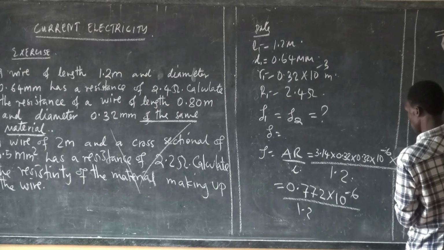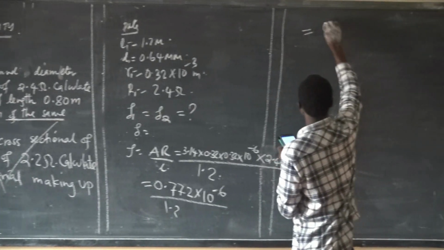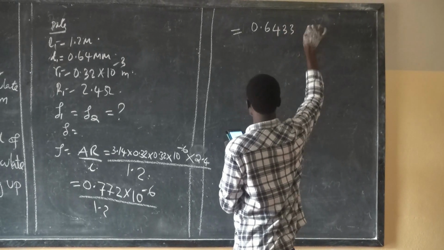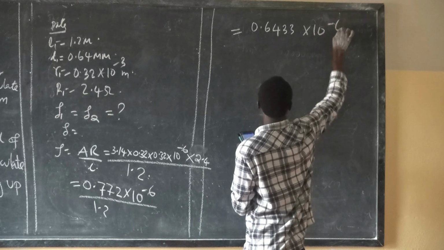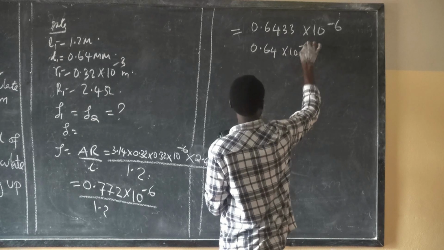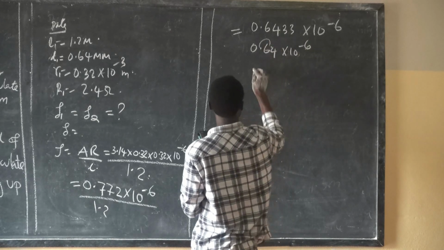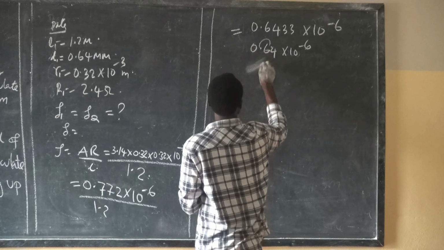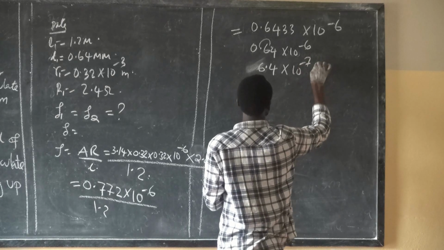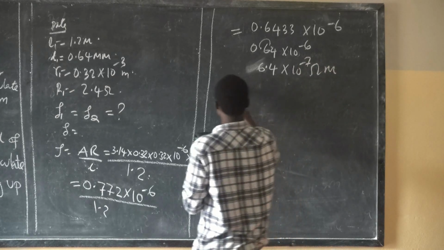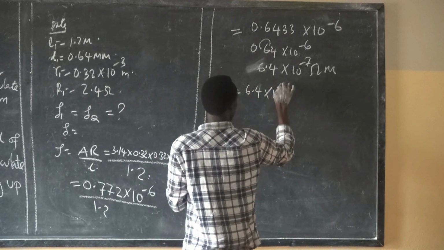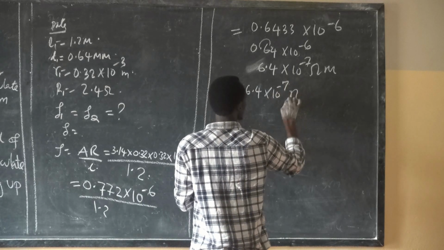Now, definitely after that one, you will get 0.64, 3, and so forth. Now times 10 power negative what? 6. Now 0.64 times 10 power negative 6. Now bring in this one. Now it will be 6.4 times 10 power negative 7. This is the ohm meter. Now, the resistivity of the material is equal to 6.4 times 10 power negative what? 7 ohm meter.